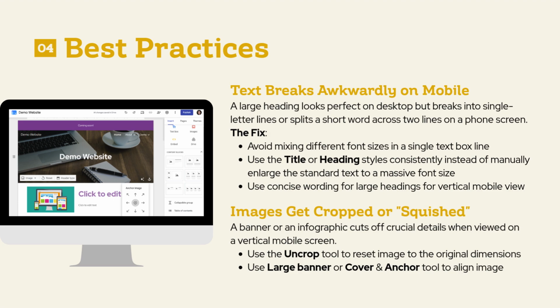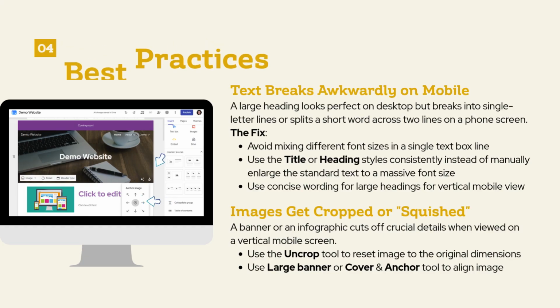mobile screen. To fix this, use Google Sites' built-in uncrop tool to reset an image back to its original dimensions. Additionally, when working with headers, utilize the large banner or cover layout with the anchor tool to lock in exactly which part of the image stays centered and visible, no matter how the screen size shifts.